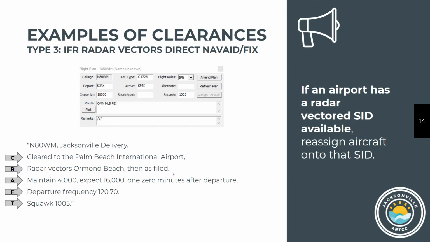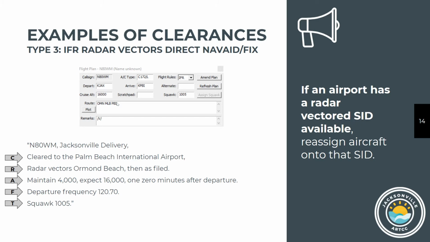Then as filed, maintain 4000, expect 160, 10 minutes after departure. Departure frequency 120.7, squawk 1005. You notice that I do not say trailing zeros because trailing zeros in frequencies is normally not spoken.